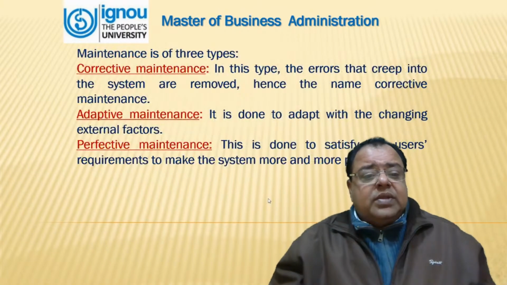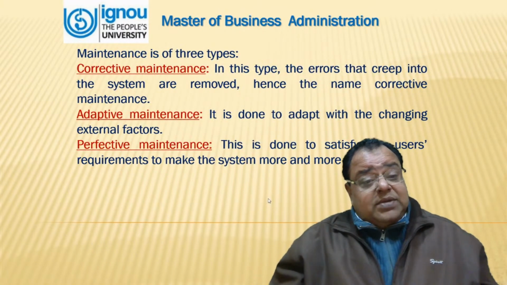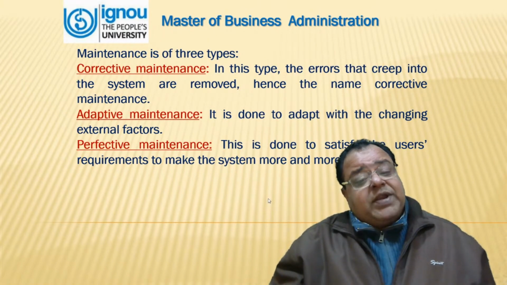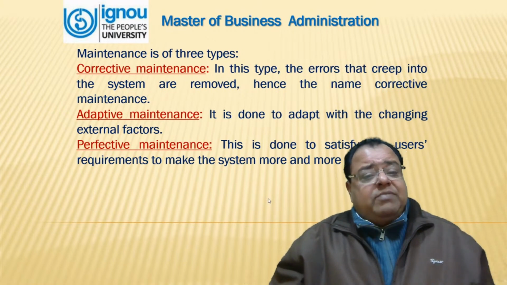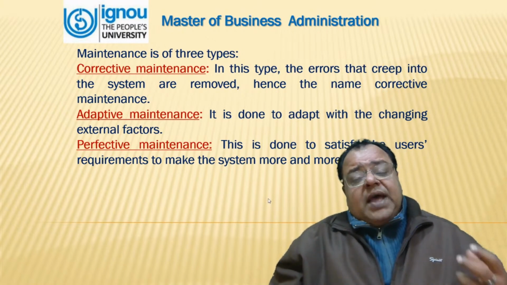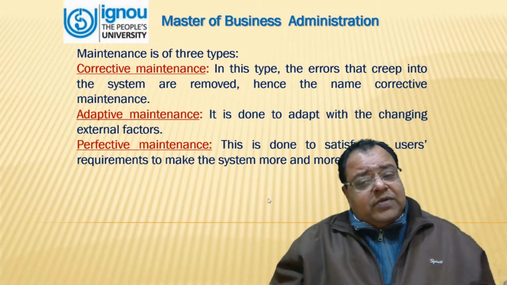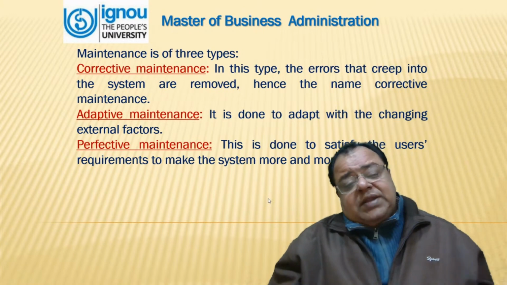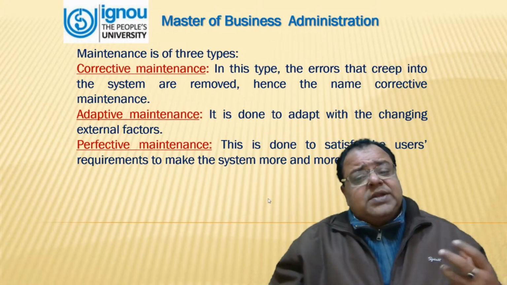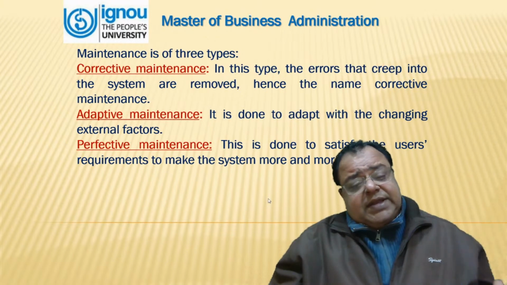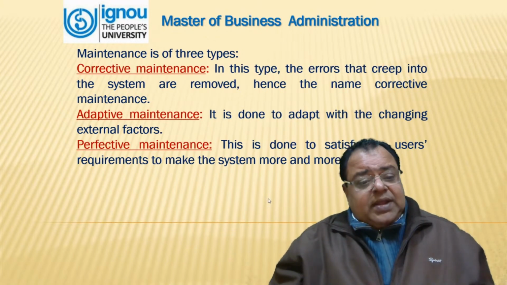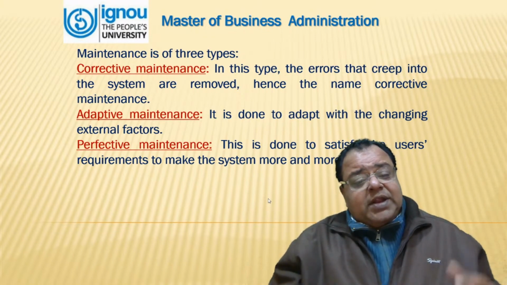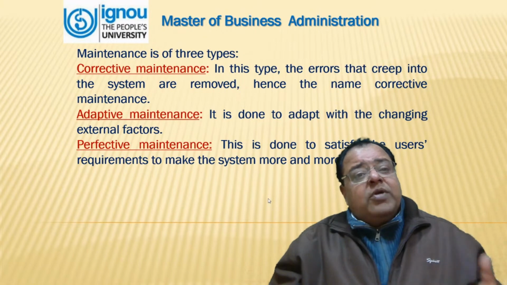Maintenance is of three types: corrective maintenance, adaptive maintenance, and perfective maintenance. In corrective maintenance, the errors that creep into the system are removed, hence the name corrective maintenance. Adaptive maintenance is done to adapt to changing external factors. And perfective maintenance is done to satisfy the user's requirements to make the system more and more perfect.